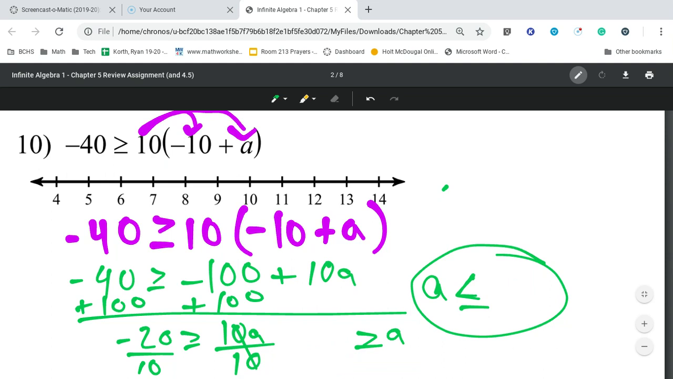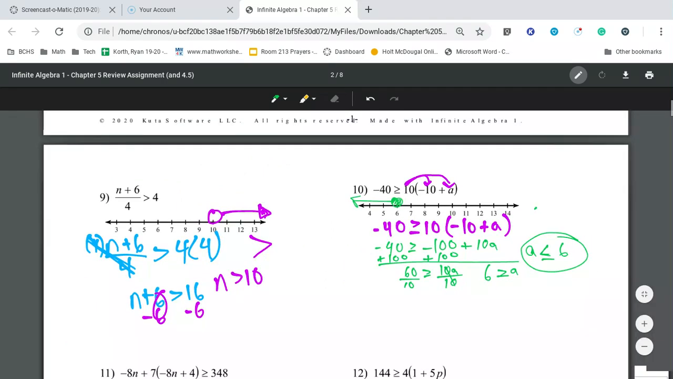Okay, so we're adding 100, so this should be 60. And 60 divided by 10 is 6, so a is less than or equal to 6, which does actually fit on our graph this time. And we're good to go. Hopefully you noticed my mistake before I did. If not, it's a learning experience for both of us.